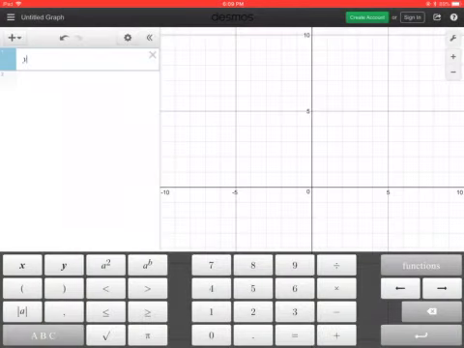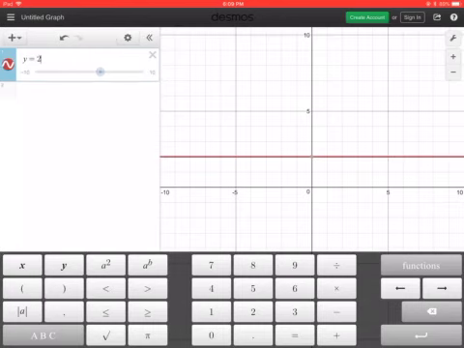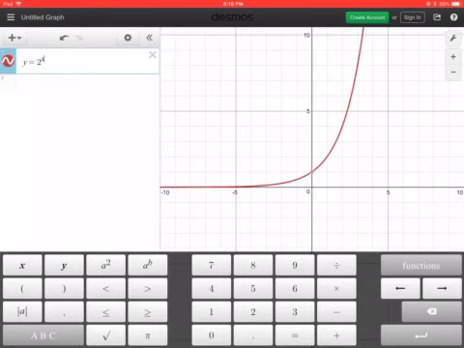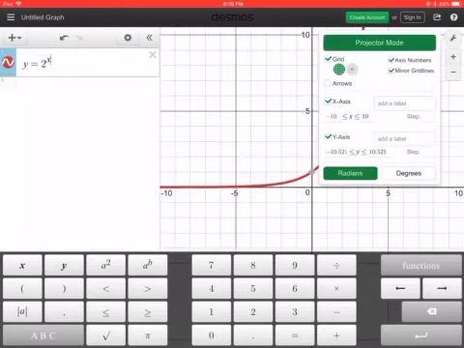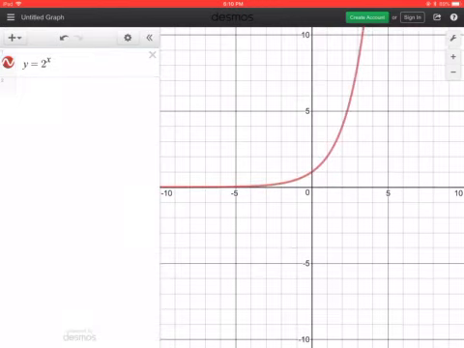Alright, so the first graph I am going to look at is y equals 2 to the x. So this is the same exponential function we've been studying. Has a base of 2, a y-intercept of 1. So there's my point 0, 1. And it grows by a factor of 2. So the next point is 1, 2.